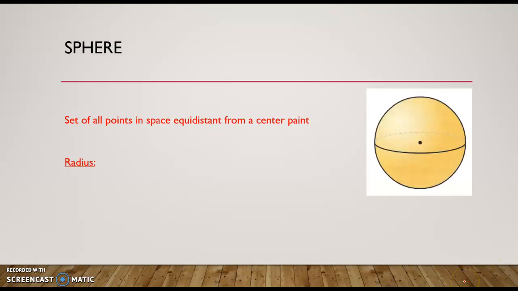So a sphere is the set of all points in space that are equidistant from the center. Oh, I wrote paint instead of point. That should be point. I'm glad I read through this. I was trying to type some of these so that you didn't have to read as much of my writing. So, set of all points in space equidistant from a center point, meaning that the whole surface is the same distance from the center. Radius is the distance from the center to any point on the sphere.